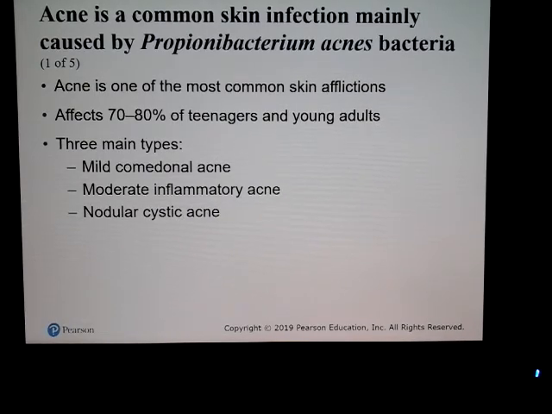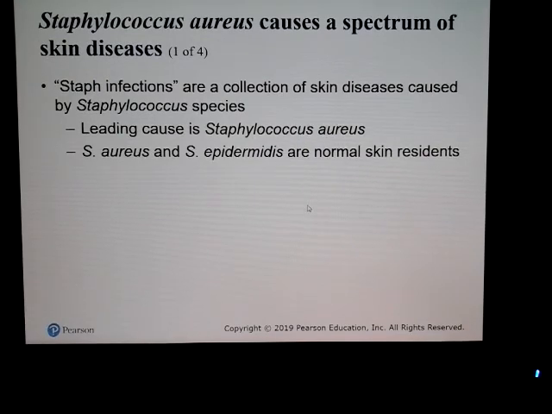Acne, some of you I'm sure have heard of. It can be caused by Propionibacterium acnes, and it's very common. It usually affects 70 to 80% of teenagers and young adults, and you can have different phases of this. The worst would be the nodular cystic acne. That one often leaves scars well into adulthood.